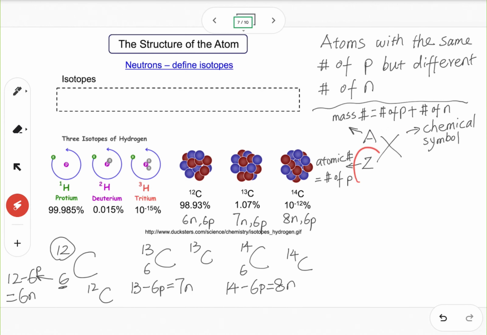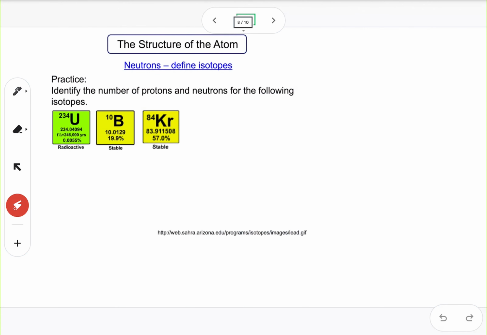So the Z and X, this is redundant. Sometimes when you write the isotopes, you can ignore Z. All right, these are the isotopes. Well, let's do some quick practice. Identify the number of protons and neutrons for the following isotopes.